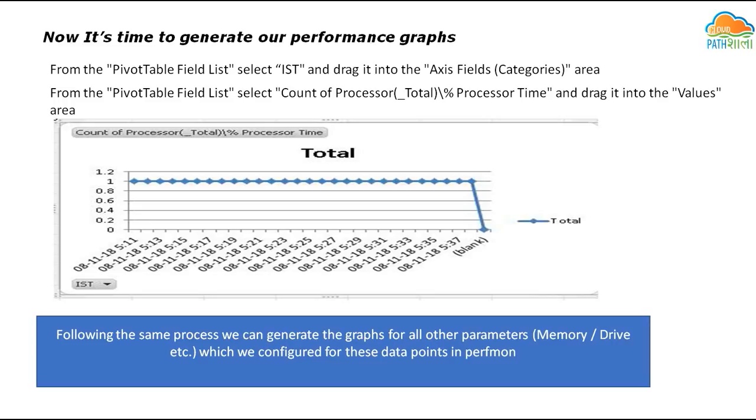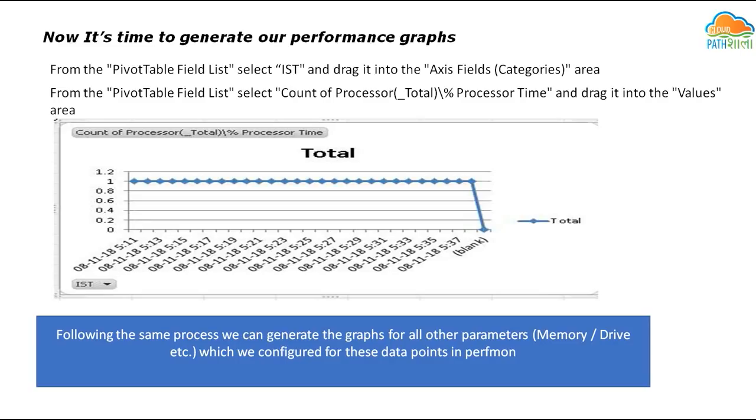So here in this example, the IST, or whatever the time is, because we will read against the time the performance of that particular processor in this example. So I have dragged IST to the axis field and the count of processor, the processor counter, in the values field. Once we do that and click OK, you will get a graph for the performance of the processor for that particular time period when this counter was running.